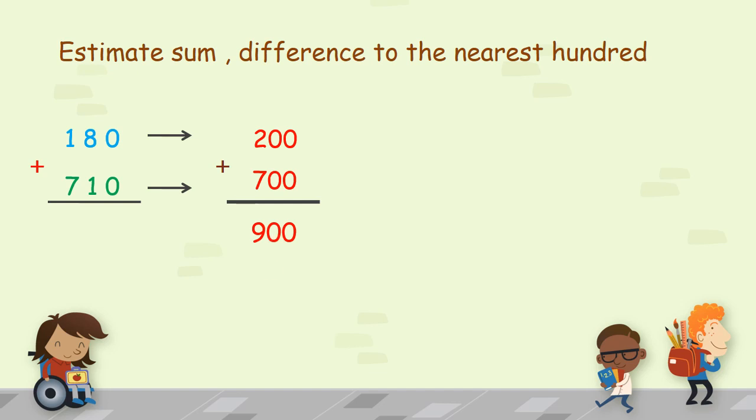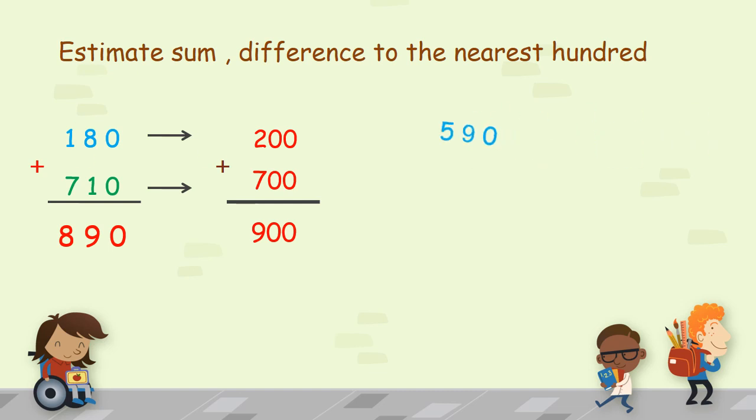Okay, let's add and see if our estimate is close to the real number or not. So here 0 plus 0 is 0. 8 plus 1 is 9. 1 plus 7, next digit 8, so it's 890. Is it close to 900? Yes, 890 is close to 900.